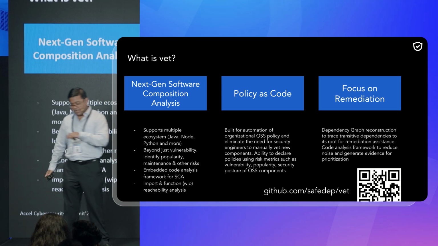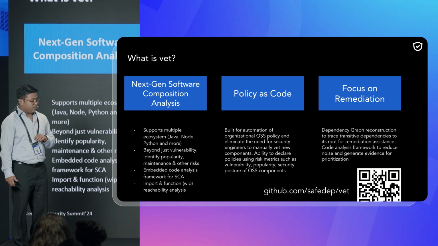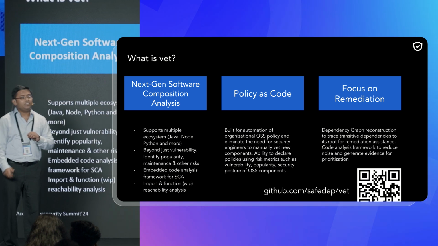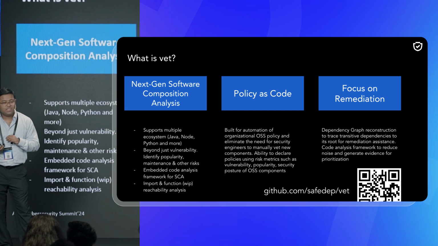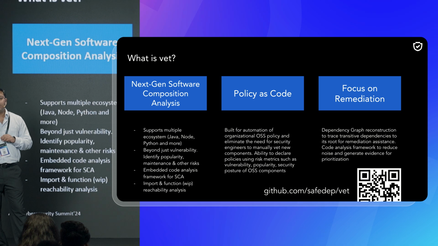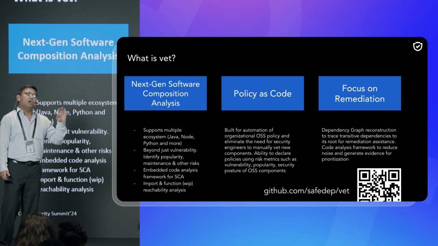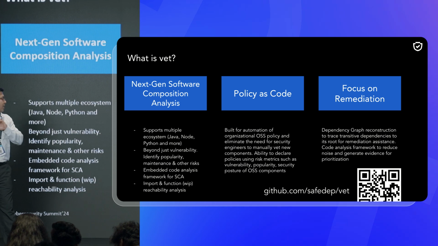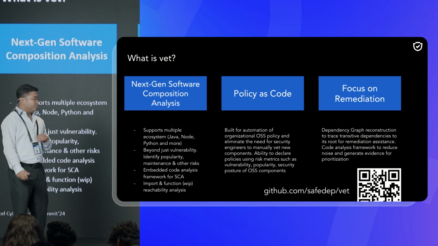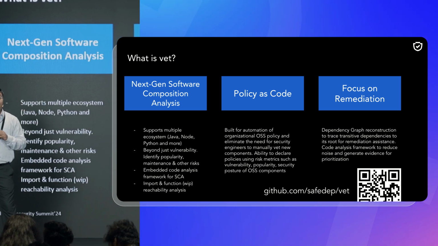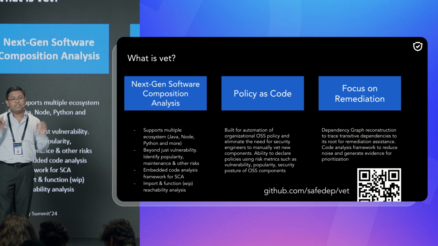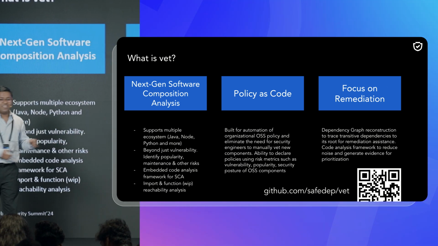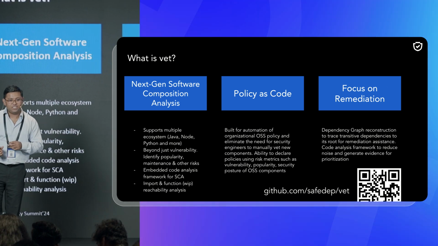So yeah, quickly to give an overview of VET. VET is a next-gen software composition analysis tool. It supports a wide variety of ecosystems such as Java, Node.js, TypeScript, JavaScript, Ruby, as well as Go. It supports some of the advanced features like code analysis. That's why I can call it next-gen and not just conventional SCA, right?